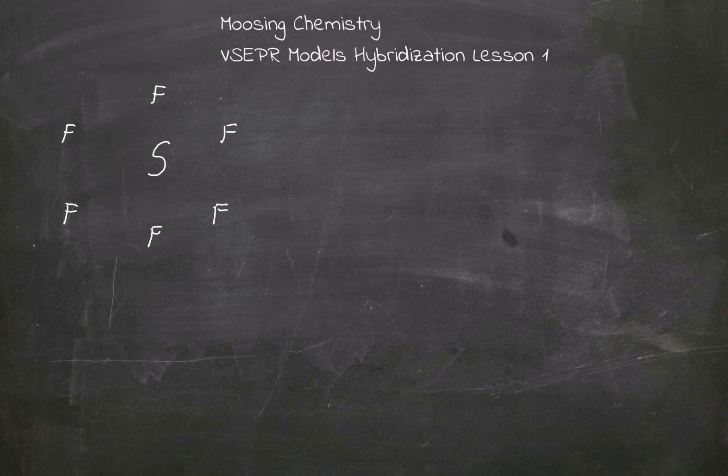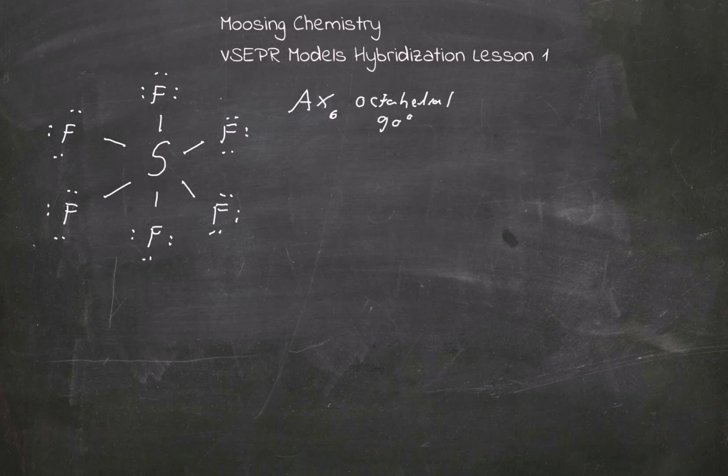Because that was a lot of writing. So again, 2, 4, 6, 8, 10, 12, and then of course we're going to fill in our wraparound dots. And we know that this is the best possible structure, so we don't need to do the formal charge again. All right, now we know that this is an AX6 octahedral, and we know the bond angles are 90. So what is the hybridization?